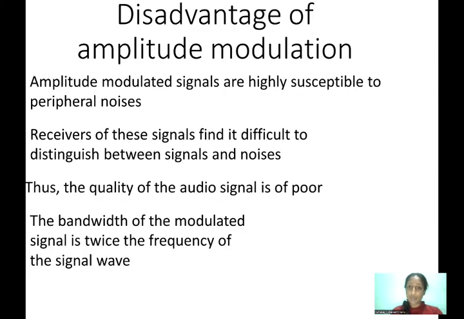Disadvantages of amplitude modulation. Amplitude modulated signals are highly susceptible to peripheral noises. Receivers of these signals find it difficult to distinguish between signals and noises. The quality of the audio signals is poor. The bandwidth of the modulated signals is twice the frequency of the signal wave.